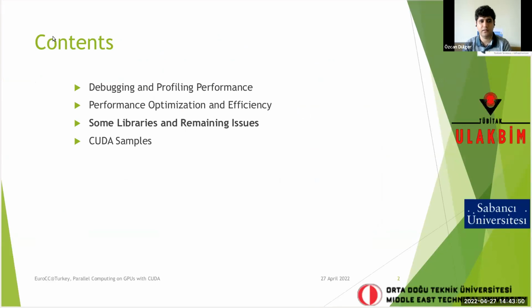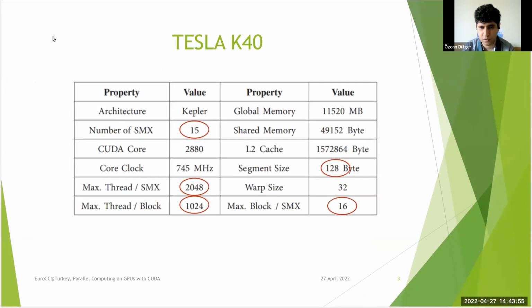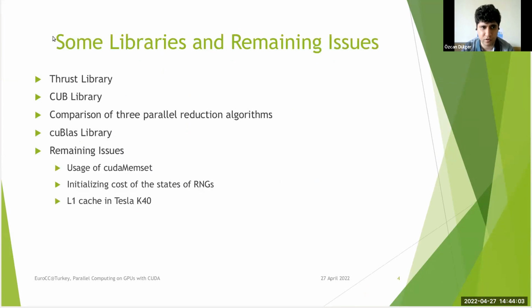Okay, and now the next topic is the libraries and remaining issues, and this is the specification of the board I used in my experiments. First I will show you Thrust Library and CUDA Library, then I will compare the three parallel reduction algorithms. The first is the reduce function of Thrust Library, the second is the reduce function of CUDA Library, and the third is the parallel reduction algorithm proposed by Mark Harris, as I told you in the previous session.